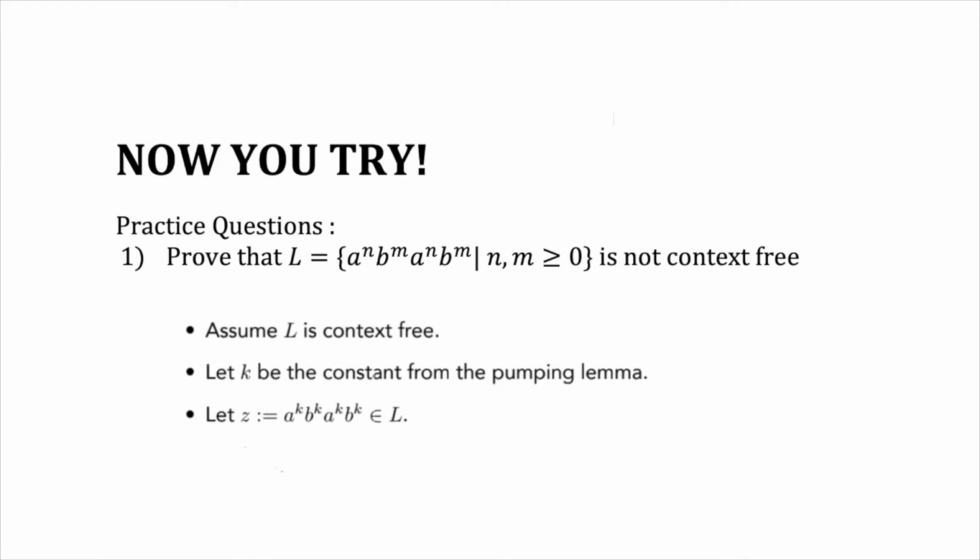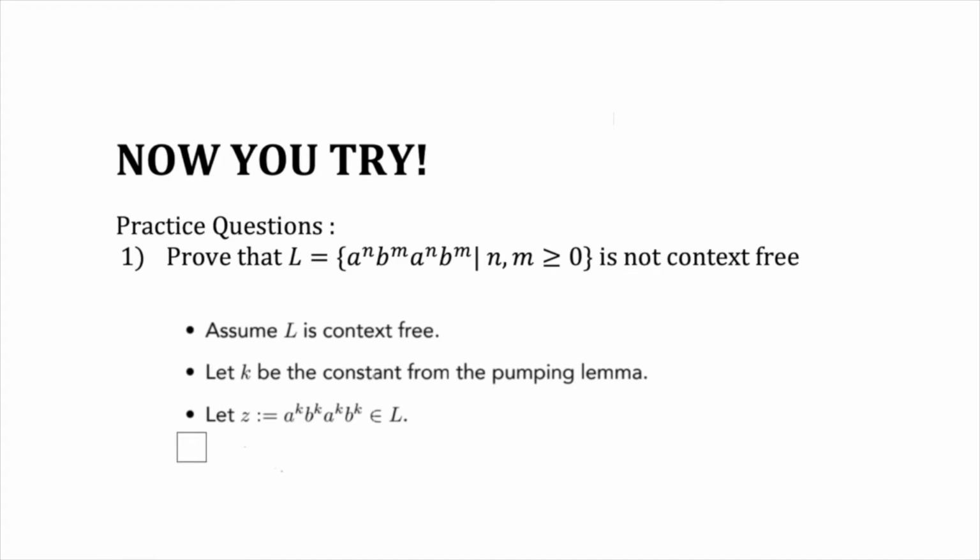It could have just as easily been a to the k, b to the 2k, a to the k, b to the 2k, as long as the blocks of A's are of the same length and the blocks of B's are equal in length. Additionally, the length of this word Z also has to be greater than or equal to k. This word we know is in this language because the blocks of A's are of the same length and the blocks of B's are also of the same length. And this word is indeed at least k long. In fact, it is 4 times the length of k.